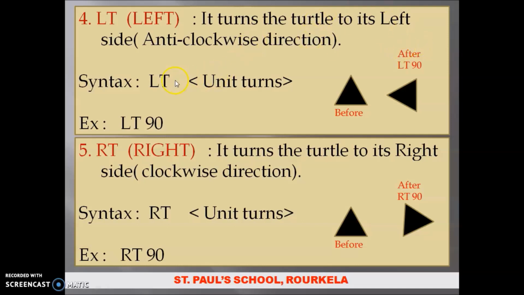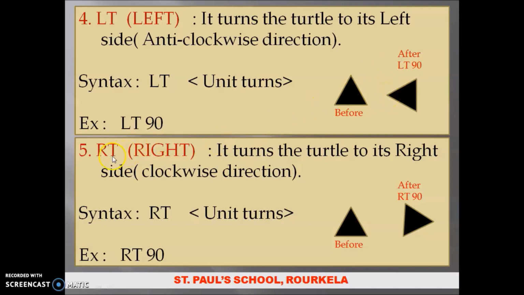So here you have to use LT, then the units of turn, meaning how many degrees you want to turn, either to the left side or to the right side. Here I have given LT 90, which means it will turn 90 degrees to its left side. That means the turtle's face changes from this way to this way. Now this was the head, the beginning; now this one becomes the head. It turns 90 degrees to its left side.